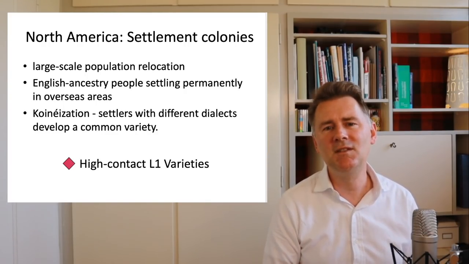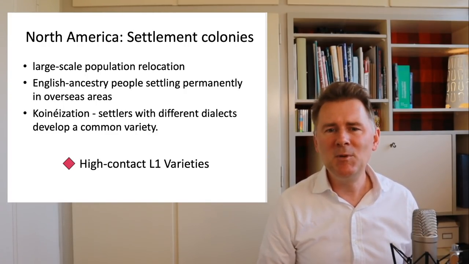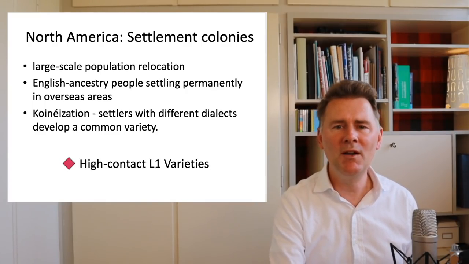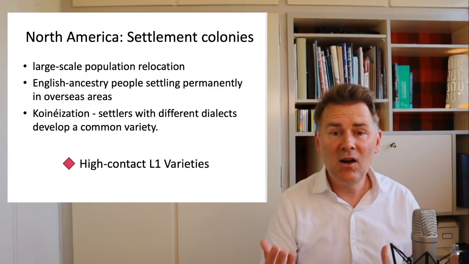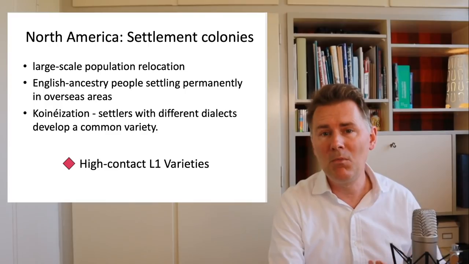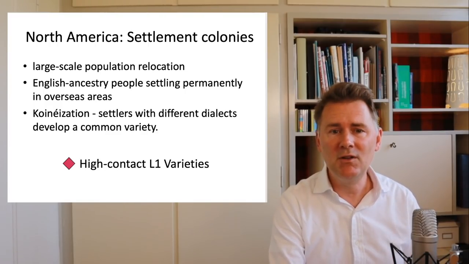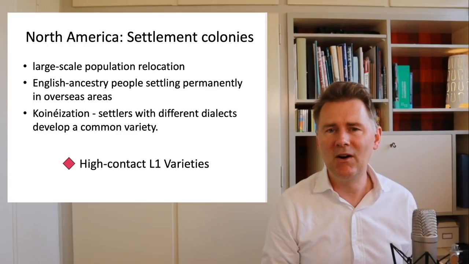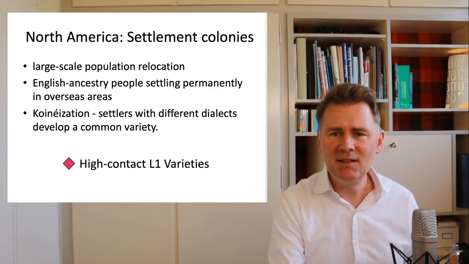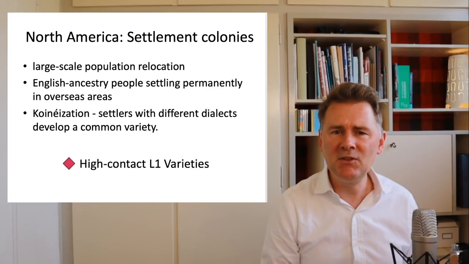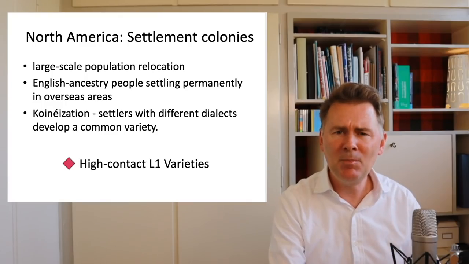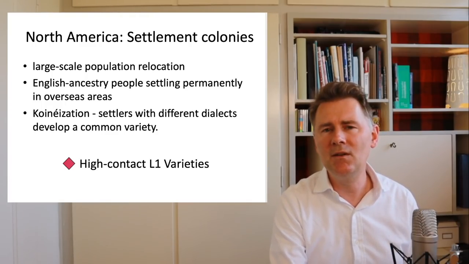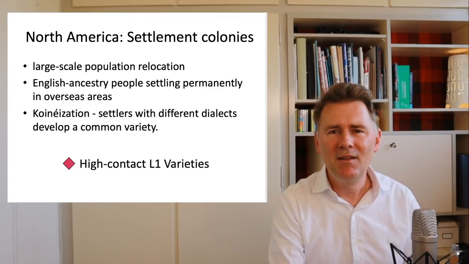permanently in overseas areas. What this means is that these people have English as their language already, and they are mostly in contact with other speakers of English, so they're not in a situation of bilingualism or multilingualism. What's crucial, however, is that the social networks of these speakers are changing. They arrive in new settings, and they are in contact with speakers who might use a different dialect or a different variety of English. And when this happens, the linguistic consequence is what's called koineization. It's also called dialect mixing or dialect leveling.